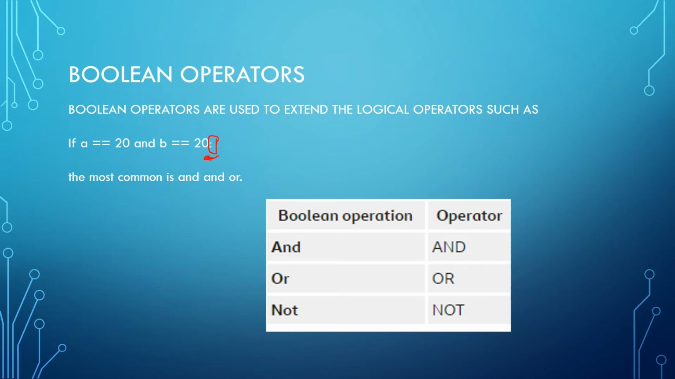So the Boolean operators are and, or, and not. You can also write them in lowercase as well. It depends what language you are using.